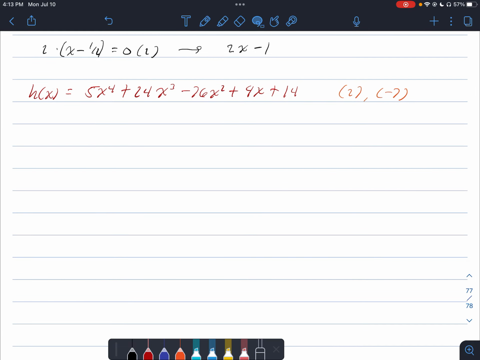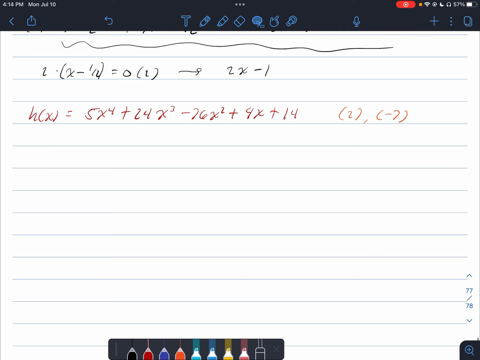We have h of x is equal to 5x to the fourth plus 24x to the third minus 76x squared plus 9x plus 14. Okay, and we want to use the rational zeros theorem to find all possible zeros of this polynomial. Okay, so we know that all of our possible rational zeros are going to be of the form p over q. Okay, where p is a factor of a sub 0, or in this case 14.